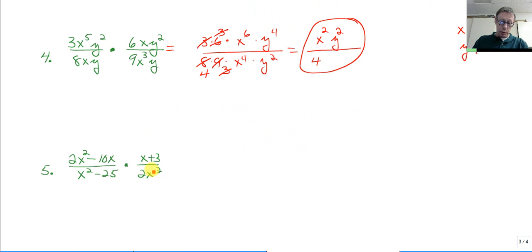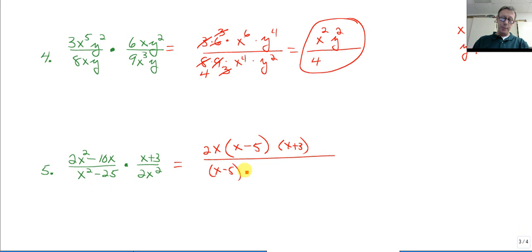Next problem, let's go ahead and factor and combine. So I would be able to factor out a 2x, and that would leave me with x minus 5 times x plus 3 when the numerator is combined by multiplying. And the denominator, this is a difference of squares, x squared minus 25, so that's x minus 5, x plus 5, and then I have that times 2x squared.